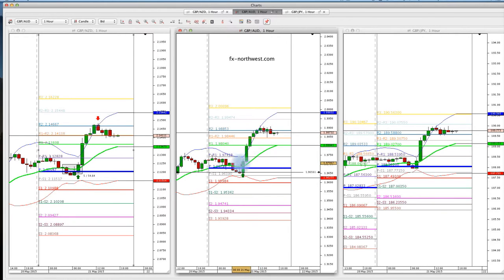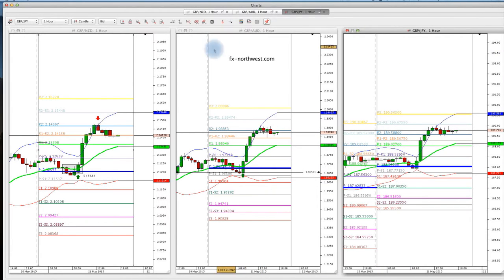Okay. When price is below the central Bollinger Band, we're in a downtrend. When it's above the Bollinger Band, it's in an uptrend. And the same thing with the central pivot point. When price is above the central pivot point, the market's in an uptrend. If it's below the central pivot point, then we're in a downtrend.